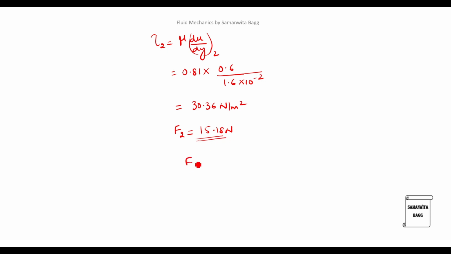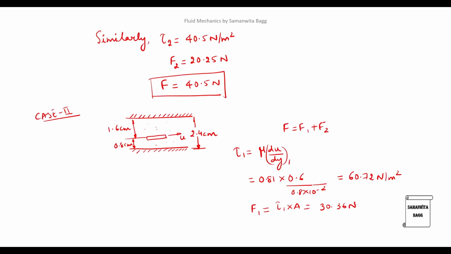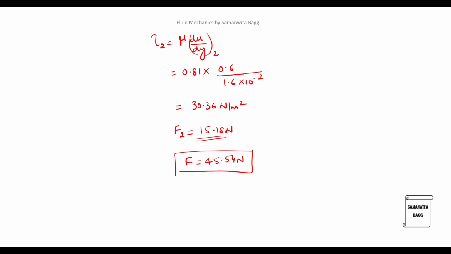So the total value of F is the summation of F1 and F2 and the value is 45.54 Newton. So you can see here, if you place the plate at exact center, the value of force is 40.5 Newton drag force, and when you place it at a distance of 0.8 from any one end, you will get the value of force as 45.54 Newton.